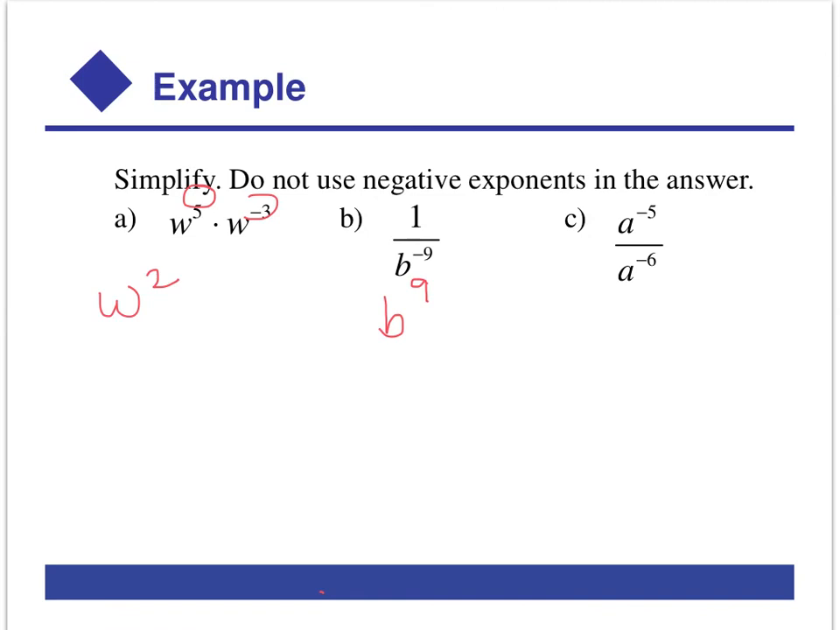Now what's smaller, negative 5 or negative 6? Remember this, the further away on the left hand side you get from 0, the smaller your number gets. So negative 6 is going to be your small one. So this becomes a negative 5 minus a negative 6. So that becomes a negative 5 plus 6, and that becomes a to the 1st.